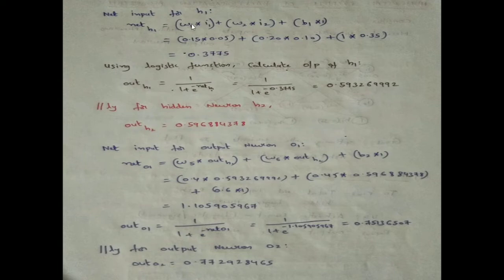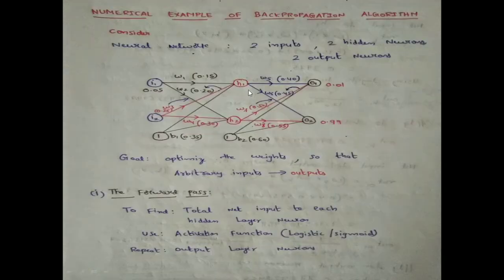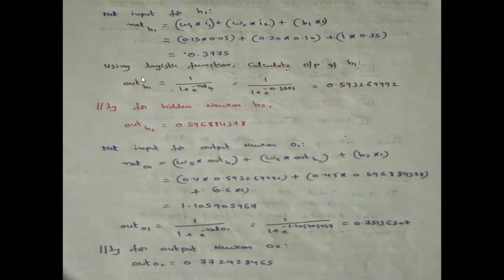We simply pass this net input value of hidden neuron H1 through the activation function, and then we get the output. The output of hidden neuron H1 is calculated using the logistic function formula, 1 divided by 1 plus e to the power of minus the net input of hidden neuron H1. This value gives us 0.593269992.